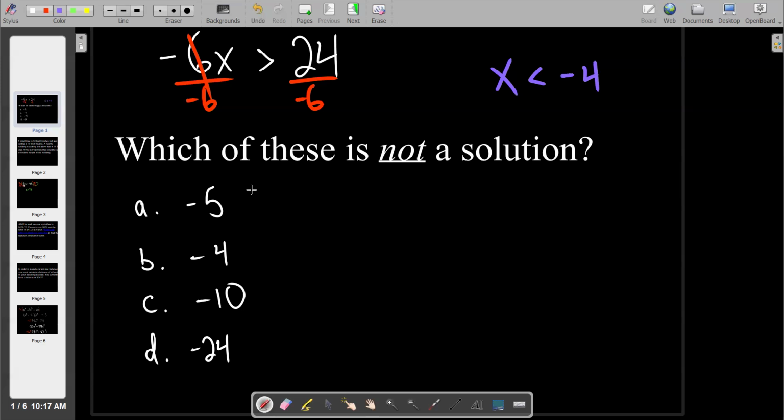So is -5 less than -4? Yes, it is. So don't pick that one, because it says which of these is not a solution. Is -10 less than -4? Don't pick that. -24, don't pick that. Do pick this one, because -4 is not less than itself, right? I hope that makes sense.